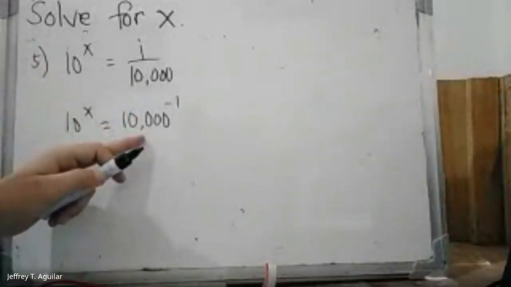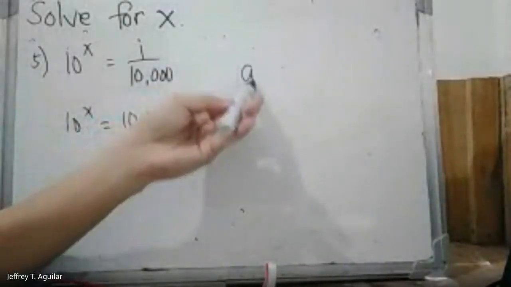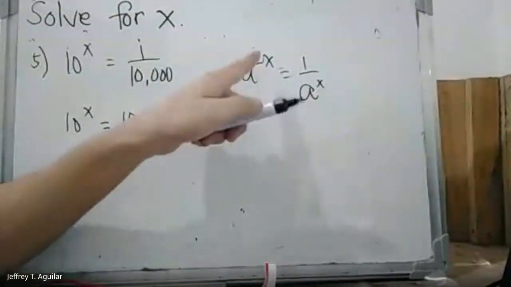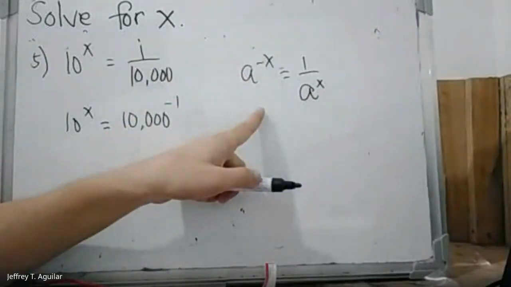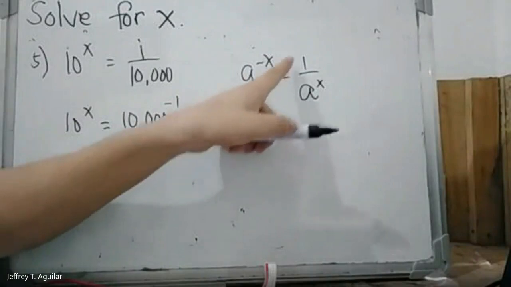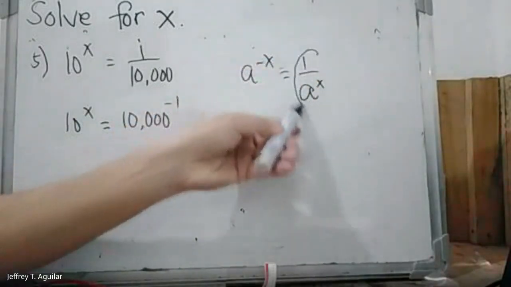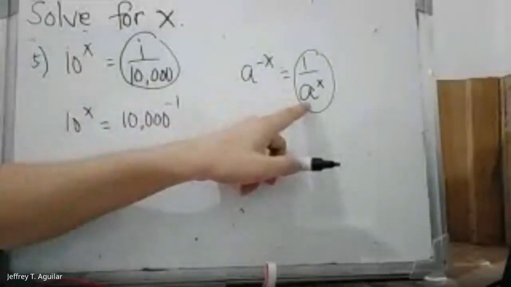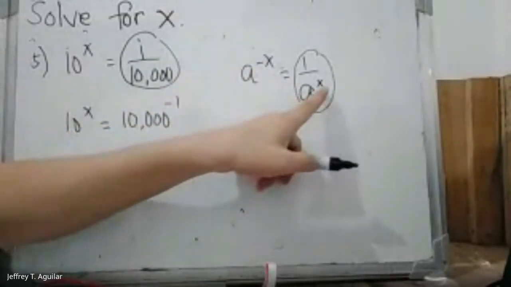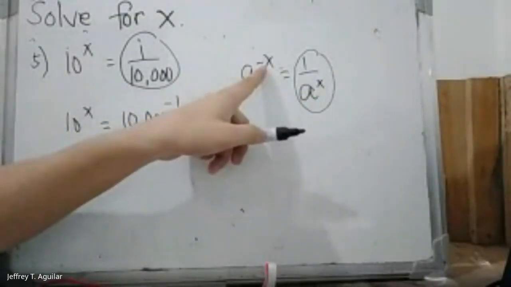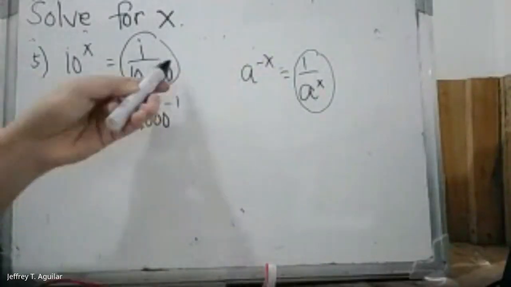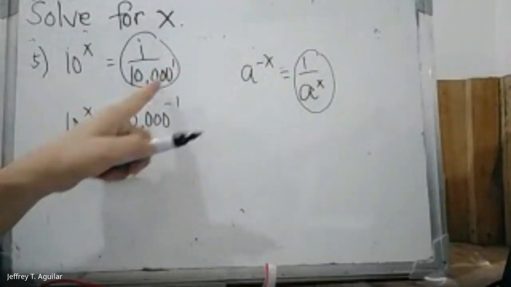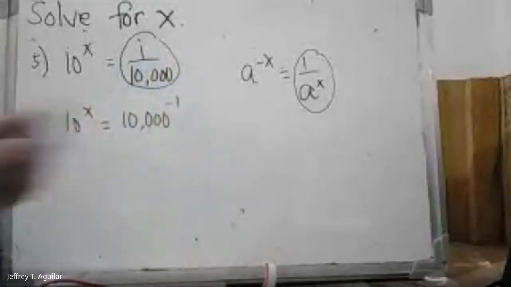Why? We are actually following the property a to the negative x equals 1 over a to the x. Remember, one of the properties says that if you have a to the negative x, that's equal to 1 over a to the x. And this one is actually following from this. So if you're going to let our denominator be on top, from positive exponent, it will become negative. So this is understandable that 10,000 has an exponent of 1 because 10,000 to the exponent of 1 is still 10,000. Bring that up, that will become 10,000 to the negative 1.